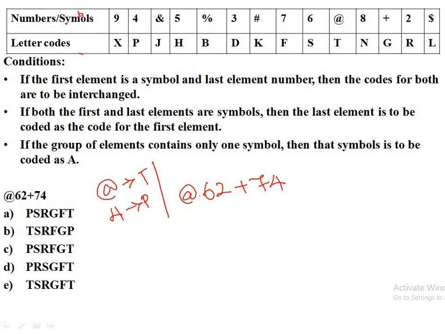So, they are saying the both codes have to be interchanged. So, code for at is T, so I am taking that for 4. And the code for 4 is P, I am taking that for at. And the remaining things remain the same. But before moving on to the marking of the remaining things, I'll just eliminate here.